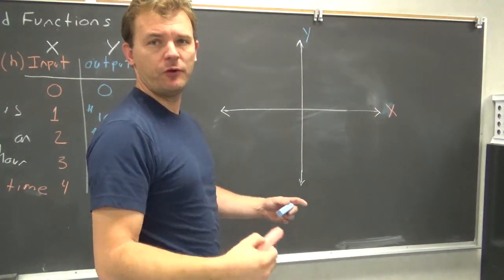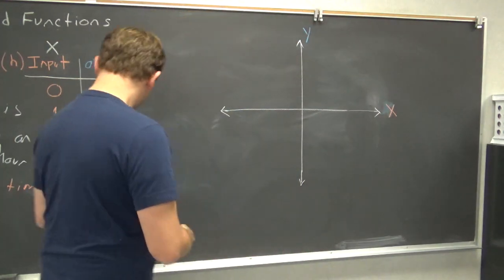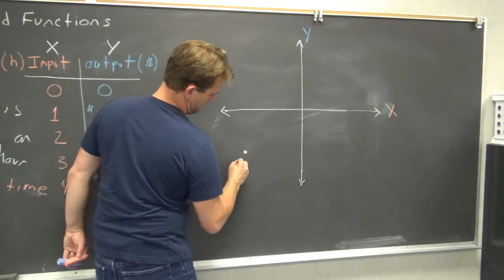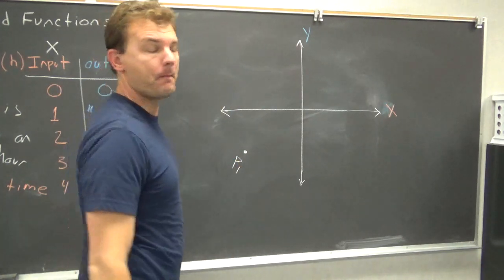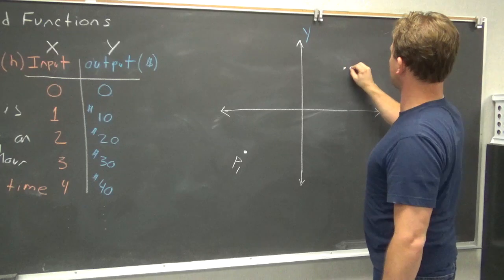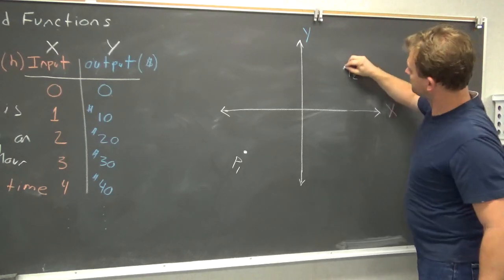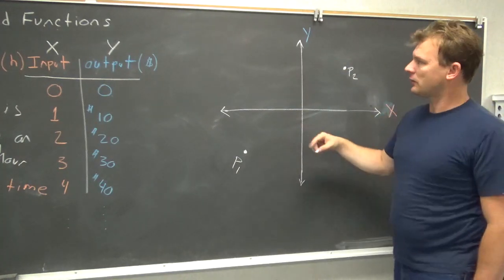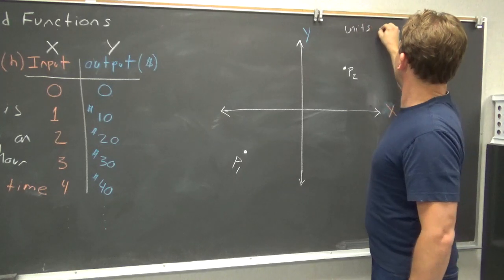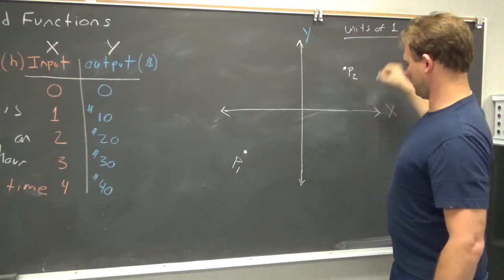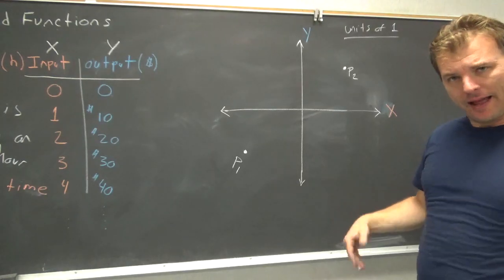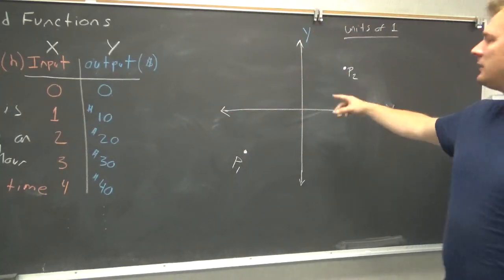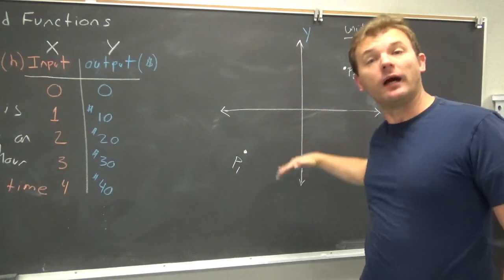So let's put a few points on this graph. Let's call this here point 1, and let's call this point 2. So we get 2 points on our graph. And by the way, these are all units of 1. What I mean by that, you go 1, 1, 1, 1. You don't skip or anything like that. It's all unit spacing by 1.